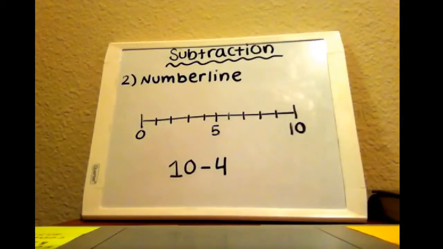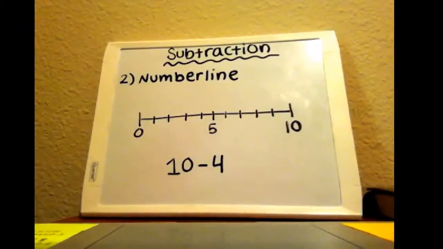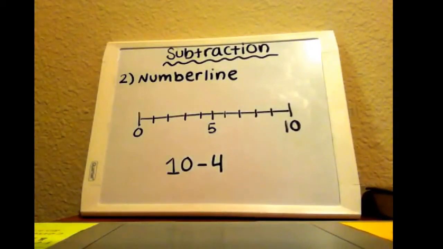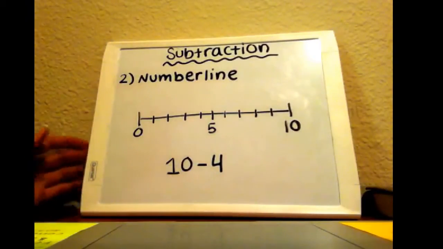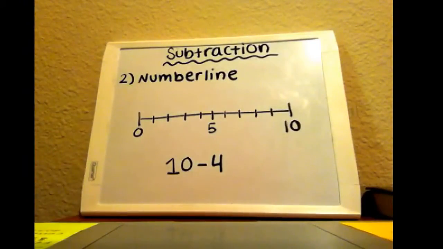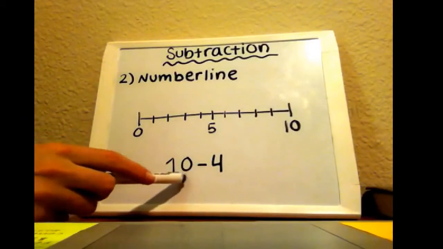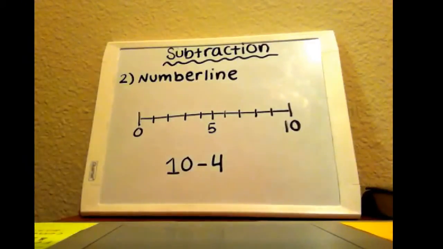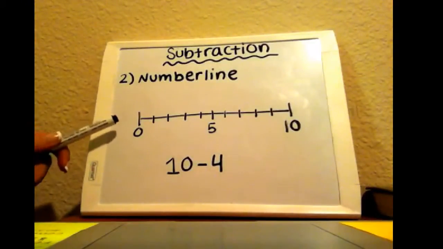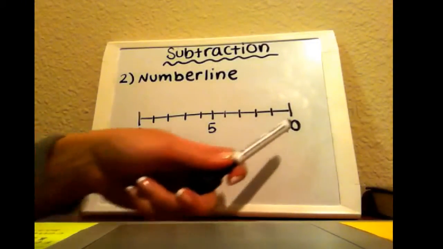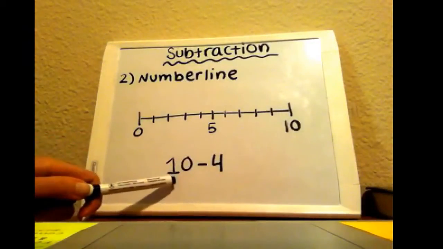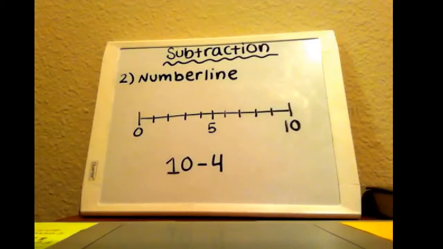In this video, we'll be reviewing another strategy for addition or subtraction using a number line, and this one will be specifically for subtraction. So to use a number line to model subtraction, we first need to know what our problem is. So for this case, our problem is going to be 10 minus 4. To start off, I made a basic number line starting at 0 and ending at 10, because our biggest number is 10. So this is very simple.